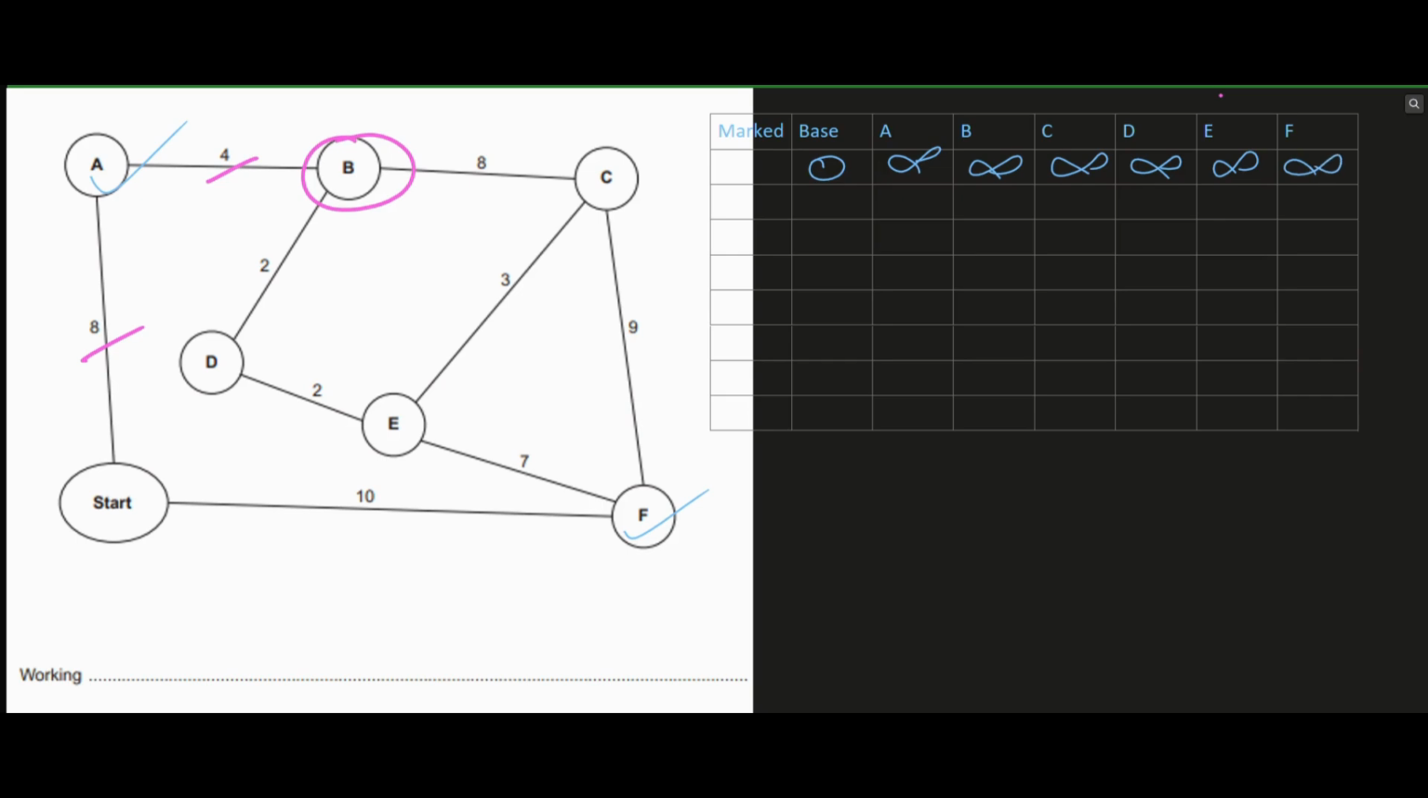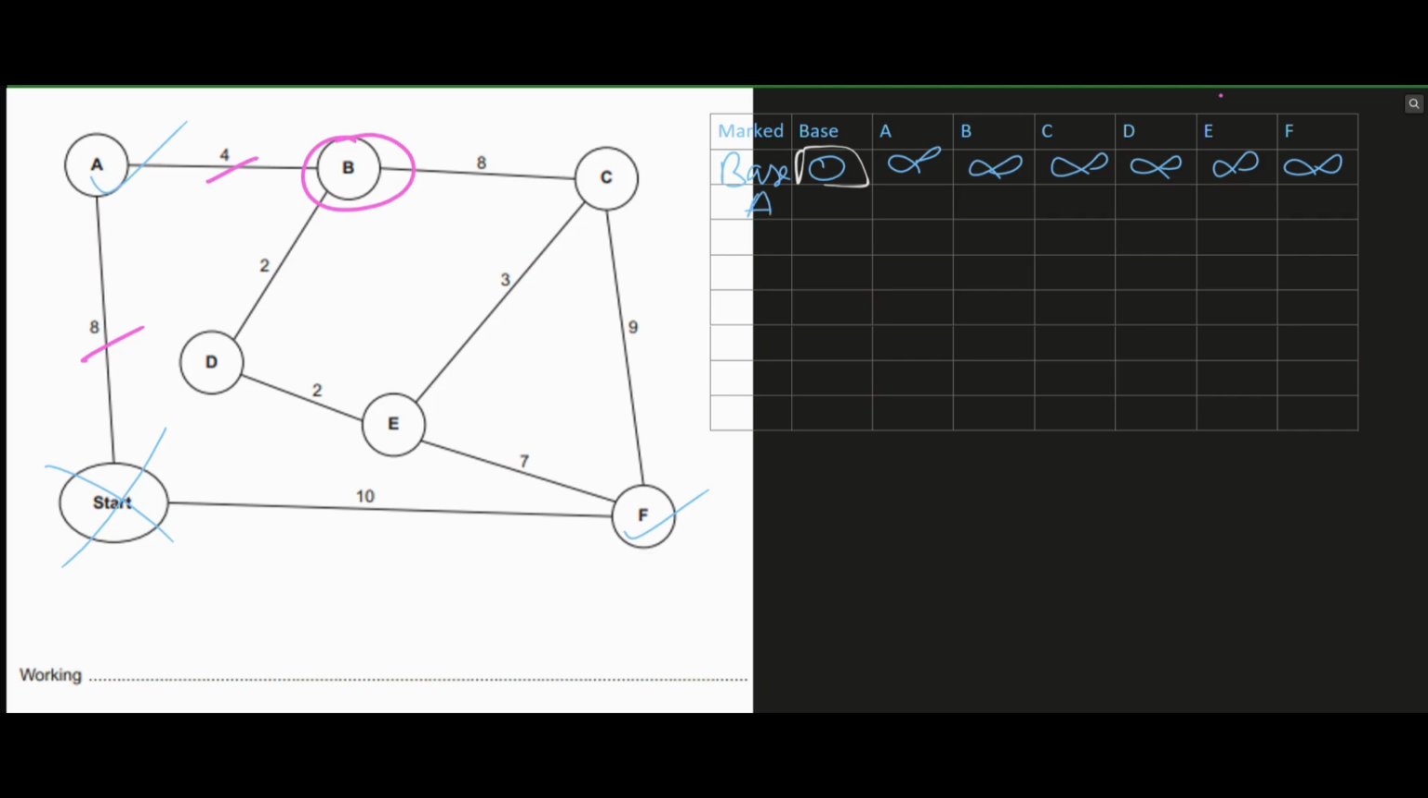Now, what is the shortest distance? The shortest distance is base only. So I'm going to write base. Okay, so this is done. Now the next one is I have an option to go to A or F. Let's go to A.